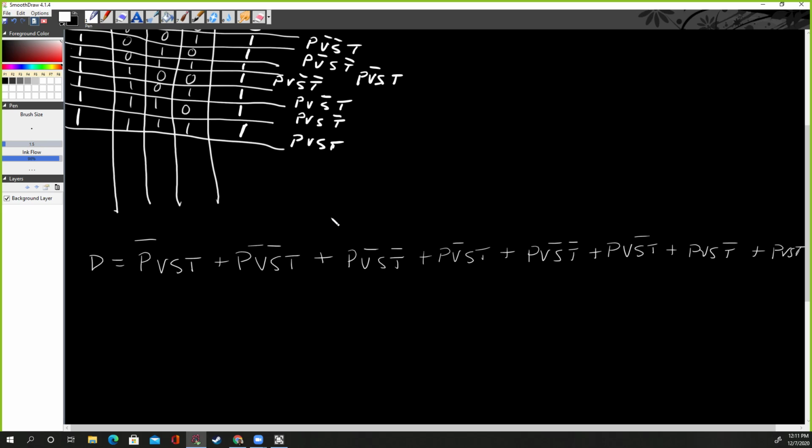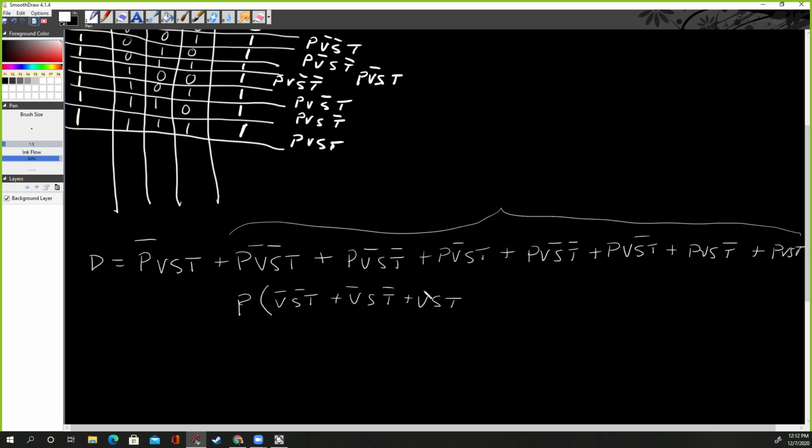So you could try to use distributive properties. For example, if you look where the p's are in common, we have a p, a p, a p, a p, a p. All of this has a p in common. This one has a not p. So you could put p and then multiply it by, and distribute it, VST or VST or VST. So you could do that, and that did simplify it a little bit.